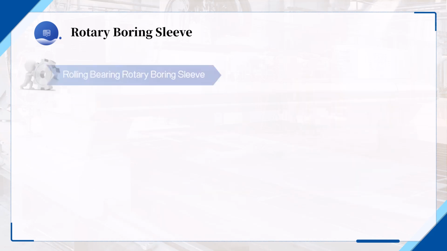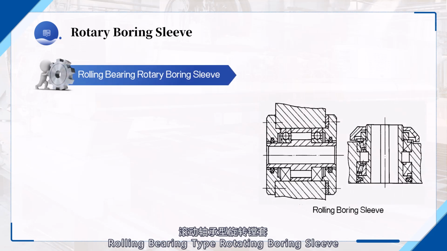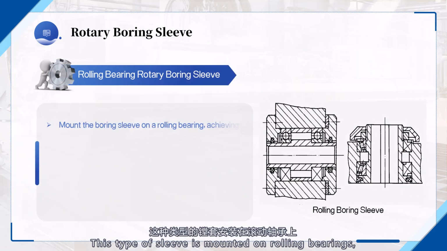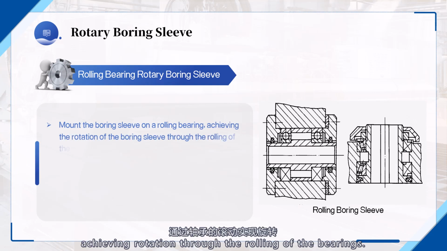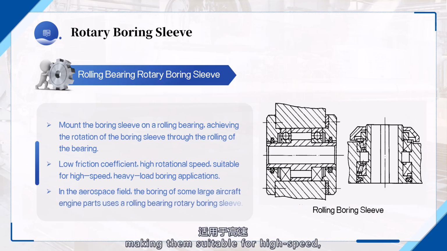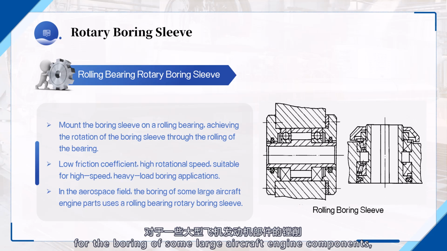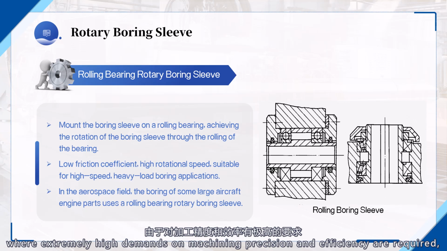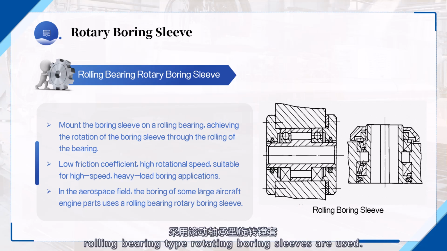machining precision. Rolling bearing type rotating boring sleeve. This type of sleeve is mounted on rolling bearings, achieving rotation through the rolling of the bearings. Rolling bearing type rotating boring sleeves have a low friction coefficient and high rotational speed, making them suitable for high-speed, heavy-load boring applications. In the aerospace industry, for the boring of some large aircraft engine components, where extremely high demands on machining precision and efficiency are required, rolling bearing type rotating boring sleeves are used.